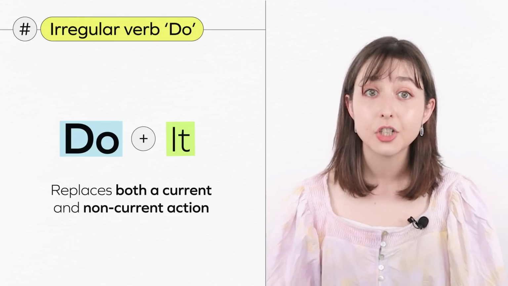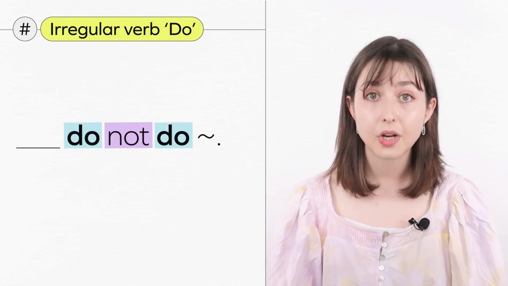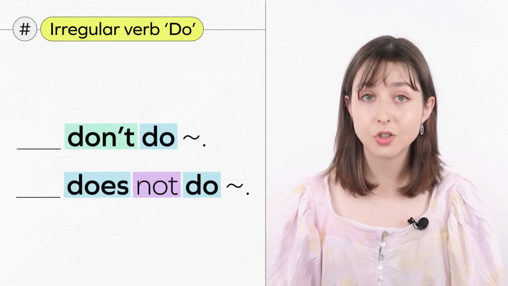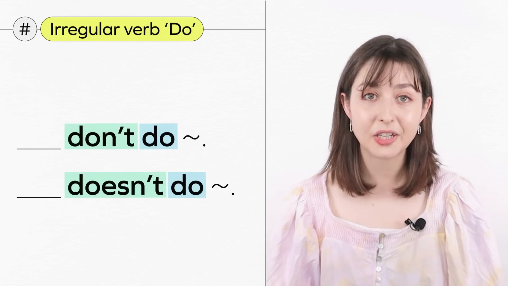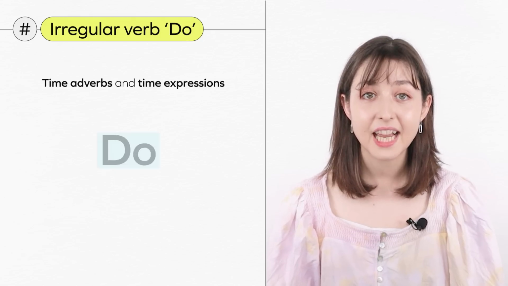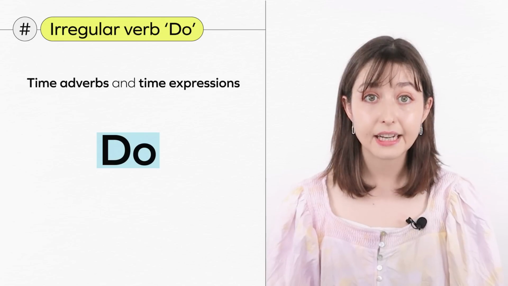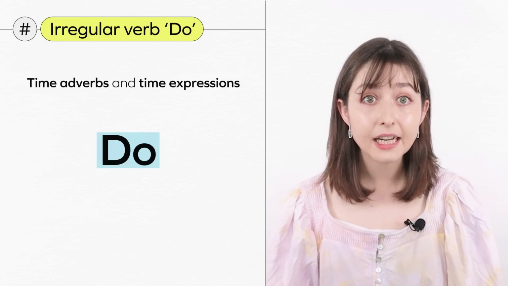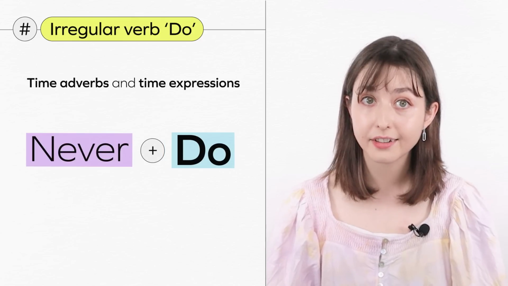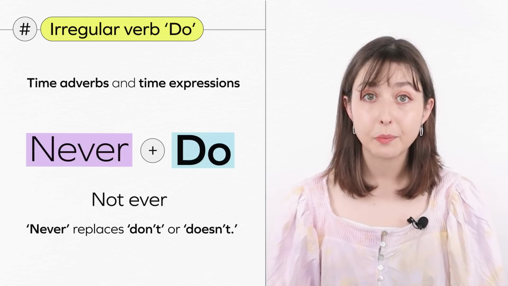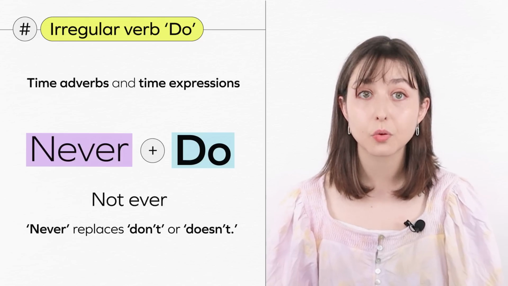Here as well, do gets repeated. Do not do or does not do. Make the contractions don't do or doesn't do to make your English natural. Time adverbs and time expressions can be added. Since it's negative, you can also use the negative time adverb never. It means not ever. However, be careful because never replaces don't or doesn't.